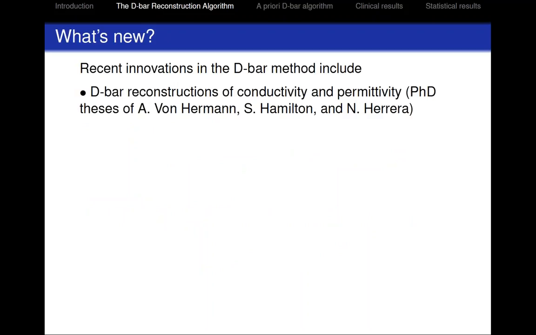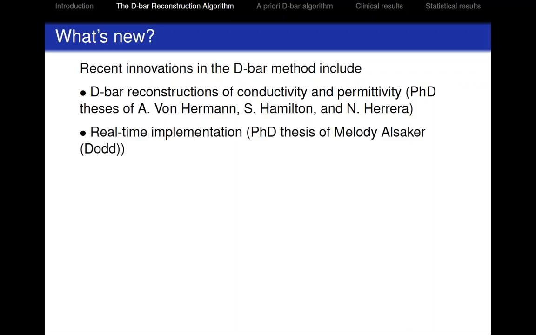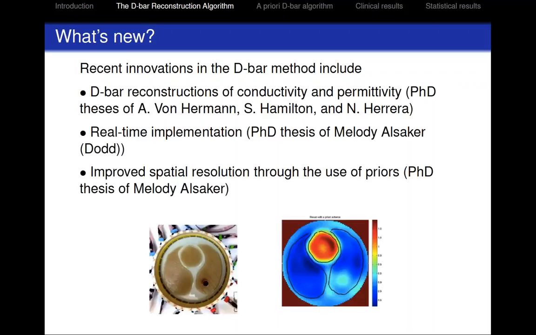Okay, so like I said, that's work from 2009, but I like to mention it since it gives a strong theoretical underpinning to the practical D-bar method that we use in our lab and in clinical data. So what's new? Since that time, the D-bar reconstruction method has been applied to both conductivity and permittivity, so also known as complex conductivities. Students involved in that include Alan Hermann, Sarah Hamilton, and Natalia Herrera. My student Melody Dodd did a real-time implementation of this method for her thesis. And she also worked on the use of priors.